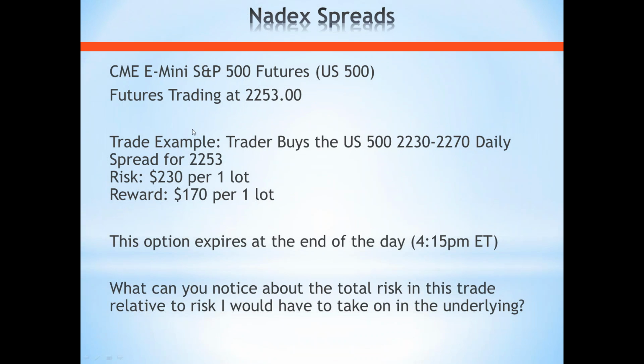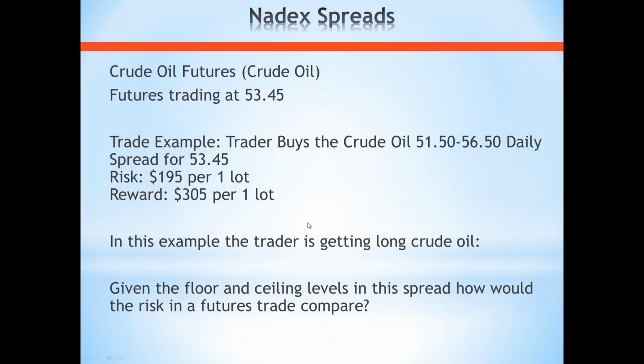Let's go over another example in a different product, like crude oil. So here we have crude oil futures trading at 53.45, a little bit off of what the current price is, but that's okay. In this example, with the market at 53.45, I'm going to buy the crude oil 51.5, 56.5 daily spread for 53.45. My risk in this trade is $195 per one lot. My reward is $305 per one lot.